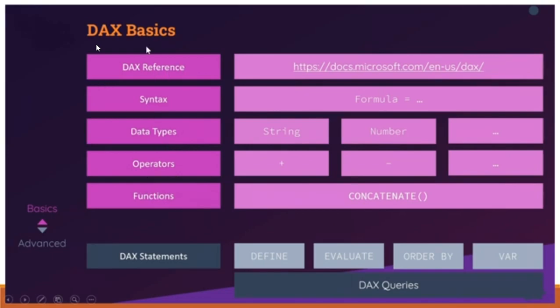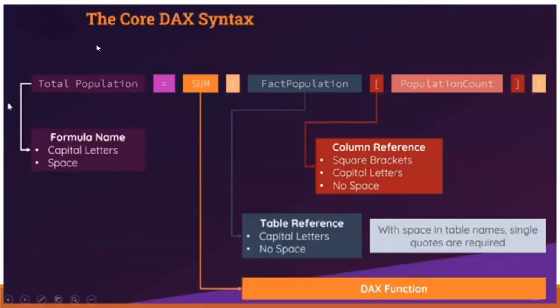Okay. Now we have looked at the DAX reference. It is nothing but the official documentation provided by Microsoft that explains all about the DAX functions. Okay. Now let us come to the syntax. Okay. Now the core DAX syntax looks like this, where it has 4 different parts. This is the formula. Okay, this is an example formula here. But in this slide, I'm going to explain the different parts of a DAX formula.